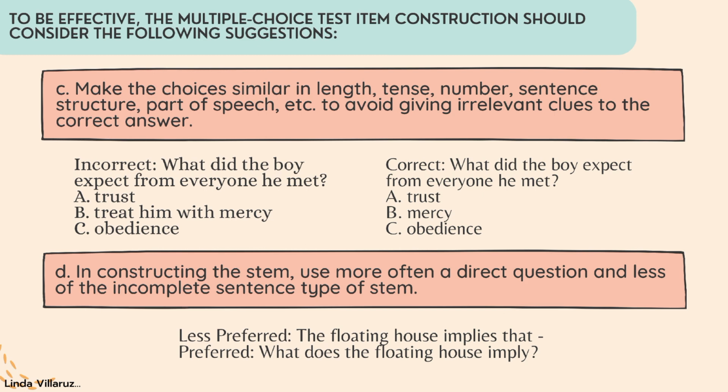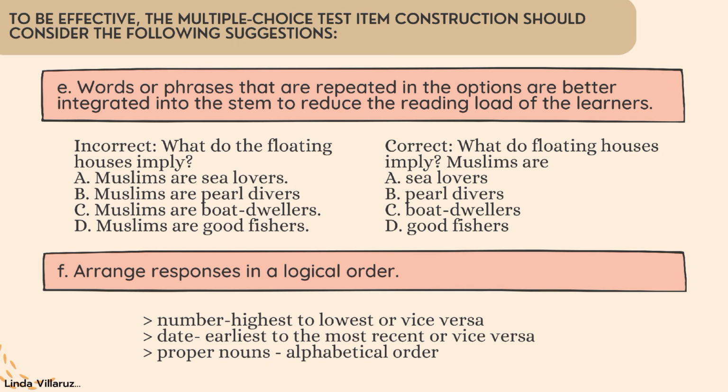And for letter D, in constructing the stem, use more often a direct question and less of the incomplete sentence type of stem. Example, this is the less preferred: the floating house implies that. And this one is the preferred: what does the floating house imply? And for letter E, words or phrases that are repeated in the options are better integrated into the stem to reduce the reading load of the learners.